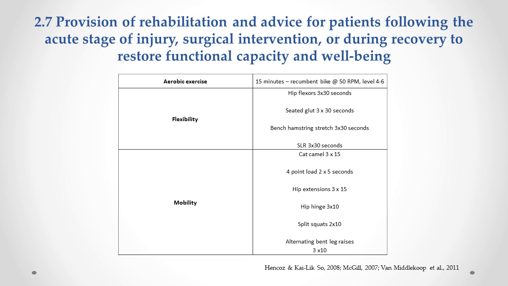The flexibility exercises were aimed to improve the muscle tightness of the hip flexors, glutes, hamstrings, and calves. The mobility exercises such as the cat-camel, 4-point loading, and hip extensions enable strengthening of the weakened muscles identified in Matthew. Exercise therapy in the treatment of low back pain has been shown to be effective for reducing pain intensity, disability, and long-term functioning. Specific trunk stabilization exercises, such as the cat-camel, 4-point loading, hip extensions, and split squats, have been shown to result in the greatest improvements in functional capacity and reducing pain-related scores.